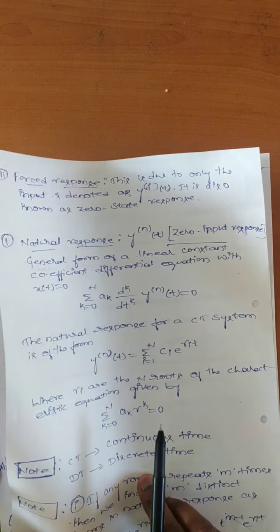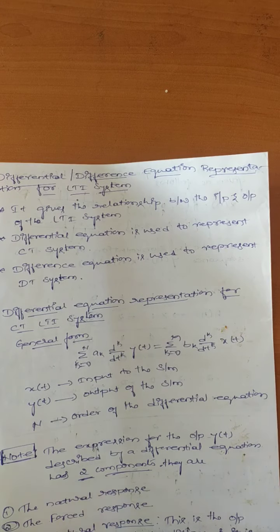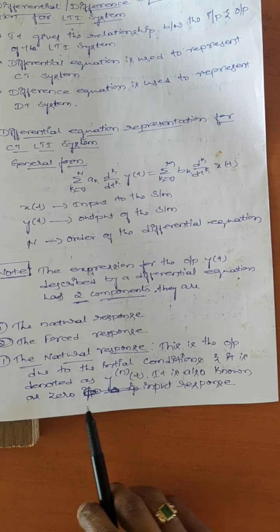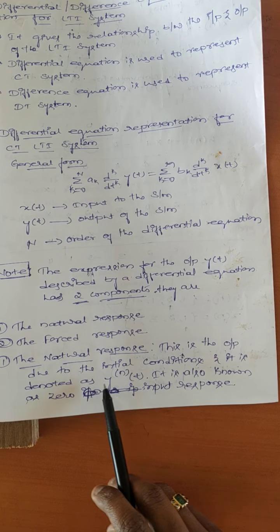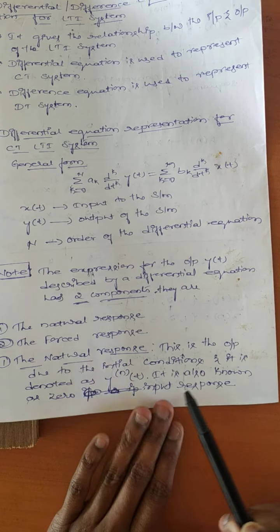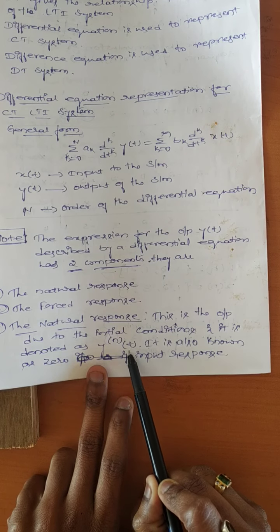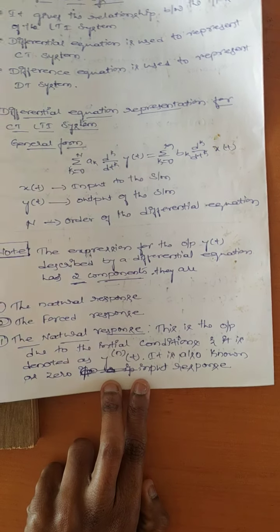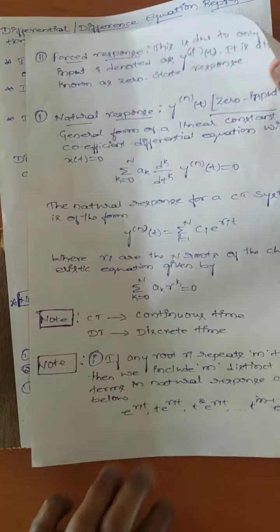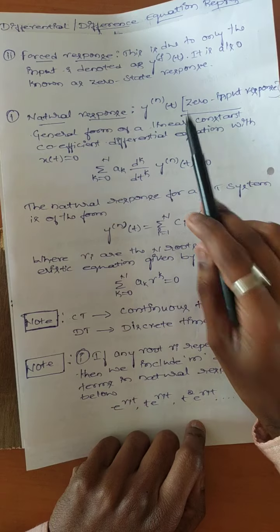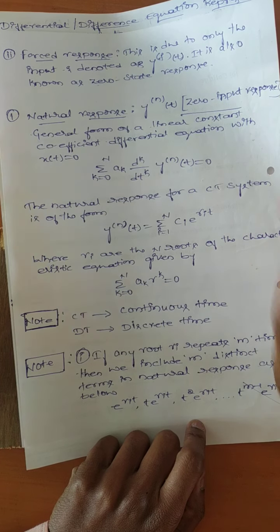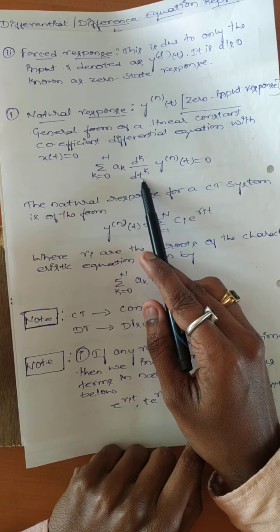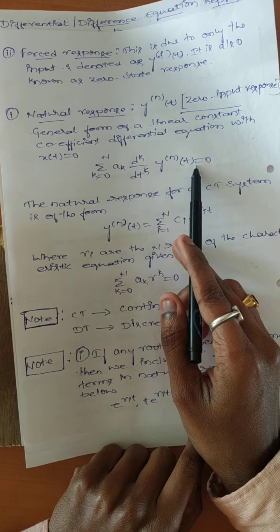So natural response. The definition of natural response, you already have studied this. The natural response is an output due to the initial conditions, and it is denoted as yn of t. It is also known as input response. In other terms, the natural response is also called zero state response or zero input response. The general form can be written as the sum of ek dk divided by dtk yn of t is equal to 0.